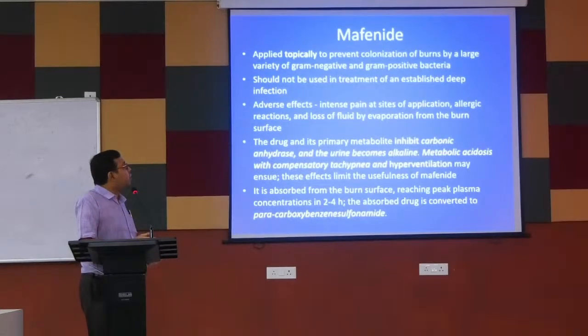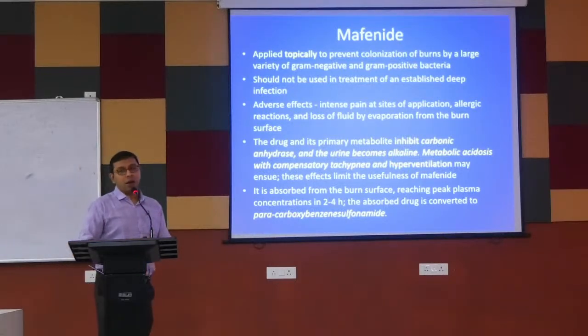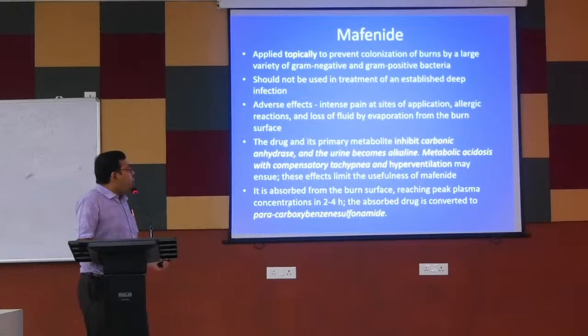Mafenide is another agent that can also be used topically, and it inhibits carbonic anhydrase and the urine becomes alkaline. So the problems of metabolic acidosis with compensatory tachycardia and hyperventilation are there. So that is the problem. That's why mafenide is less used now.